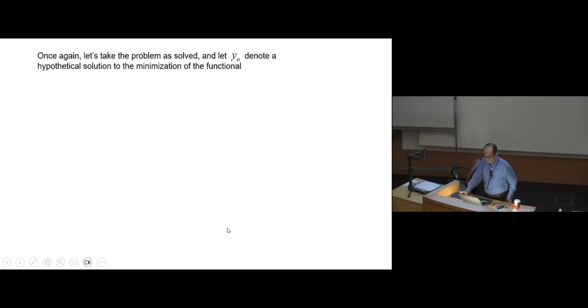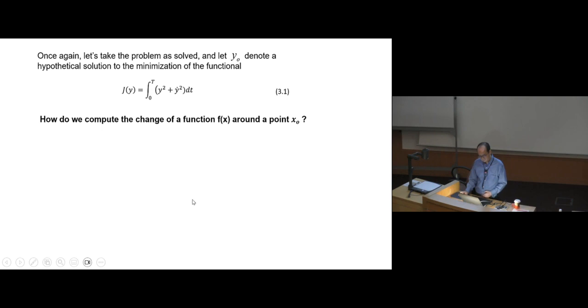Once again, let's take the problem as solved. Let's assume that I already know y naught is the optimal solution. Then how do we compute the change of a function around a point x naught? We use the Taylor series. We evaluate a small change about this optimal solution, then use the Taylor series, and we find this one. From this expression, we say this derivative has to be 0, and we derive an equation for that.